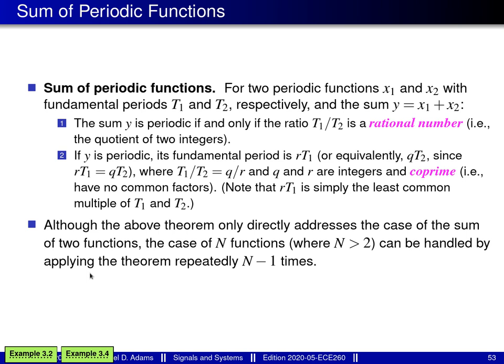Now, although the theorem that we just looked at only covers the case of adding two periodic functions together, we can use this theorem to test the sum of any number of periodic functions. So if I have n periodic functions that I'm adding together and I want to determine whether the sum is periodic, and if so, what the fundamental period is, I can just apply this theorem n minus 1 times. So by repeatedly applying this theorem, I can handle any arbitrary number of periodic functions that are being added together.